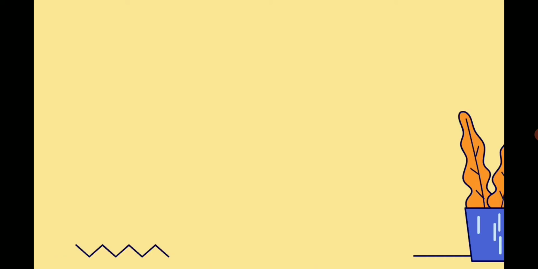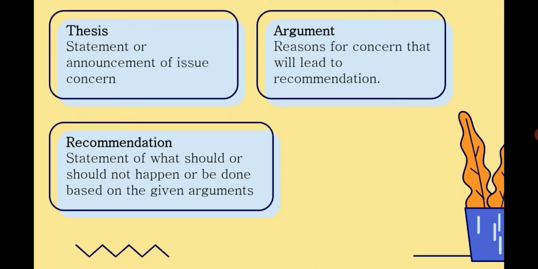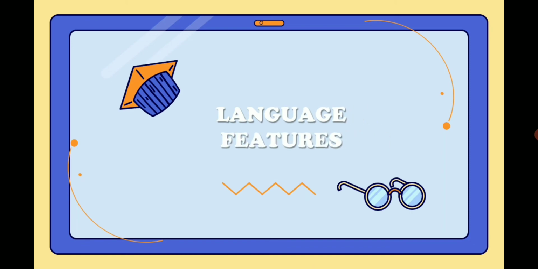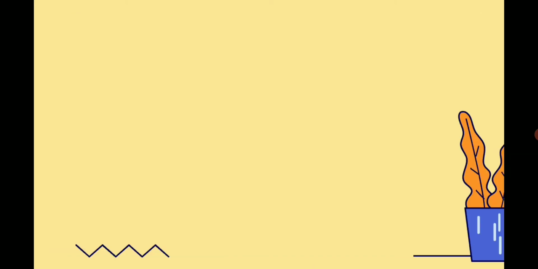Next is pattern. The pattern of hortatory exposition are thesis, argument, and recommendation. In thesis, it contains a statement or announcement of issue of concern. Next is argument. It contains a reason for concern that will lead to recommendation. And last, recommendation contains a statement of what should or should not happen or be done based on the given arguments. And next is language features of hortatory exposition.